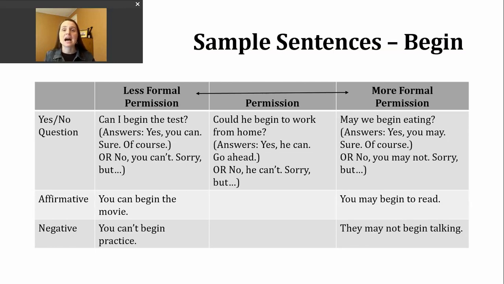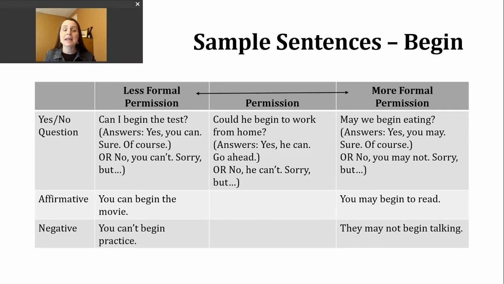So our less formal example, maybe this is something a student says to their teacher. Can I begin the test? And the teacher might say, yes, you can. Sure, of course. Those are perfectly okay ways to answer that. Or if for some reason the teacher wanted the person not to begin, not to start, the teacher could say, no, you can't, sorry, but.